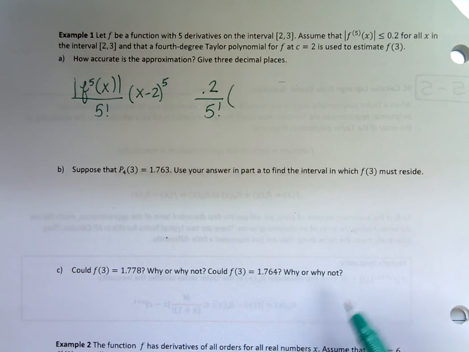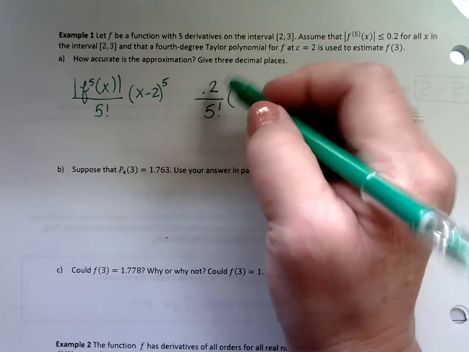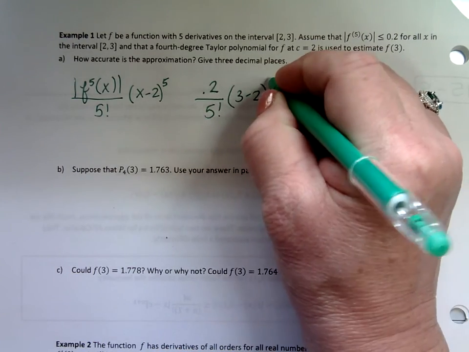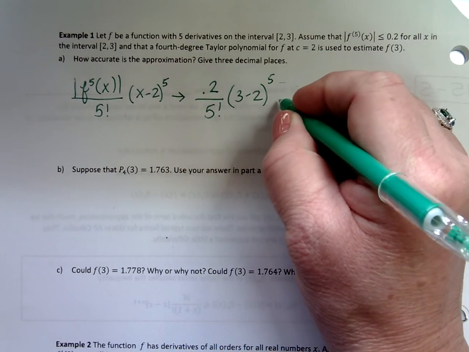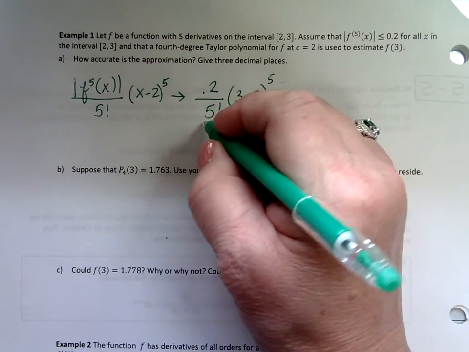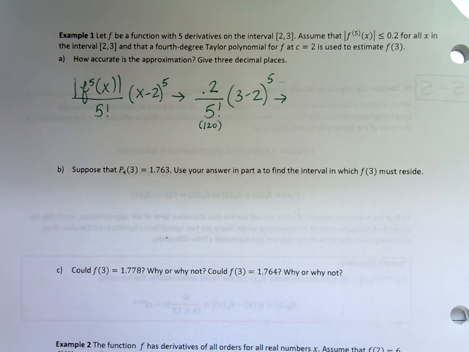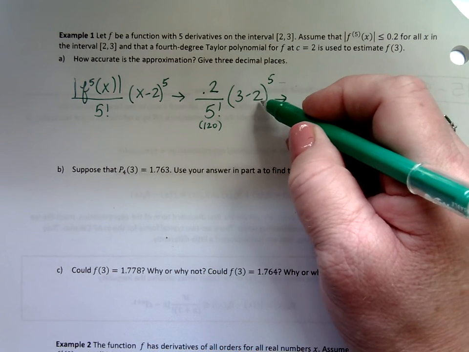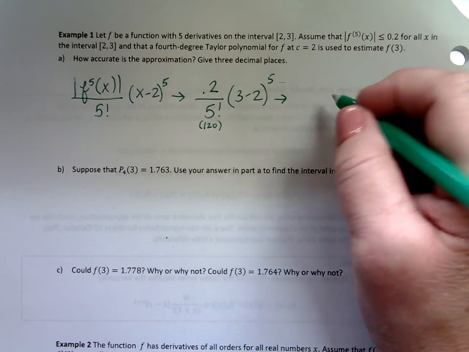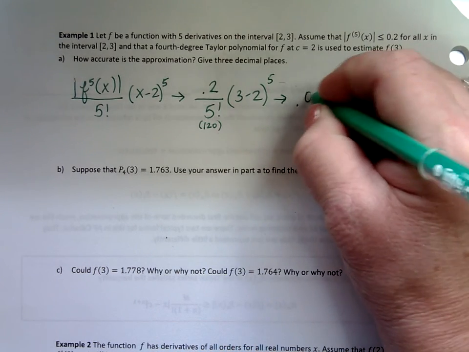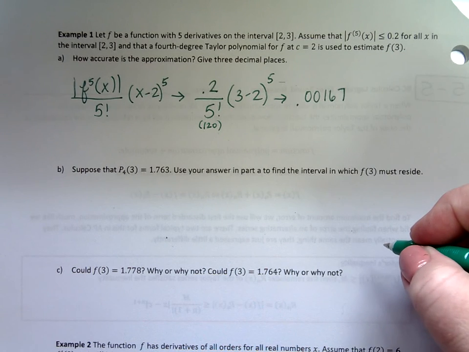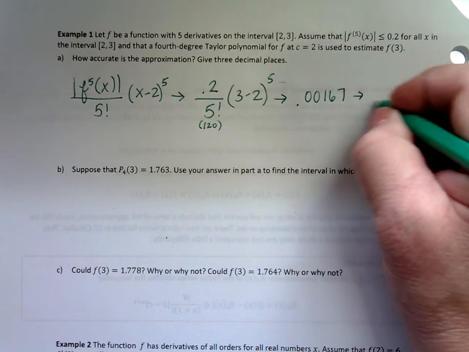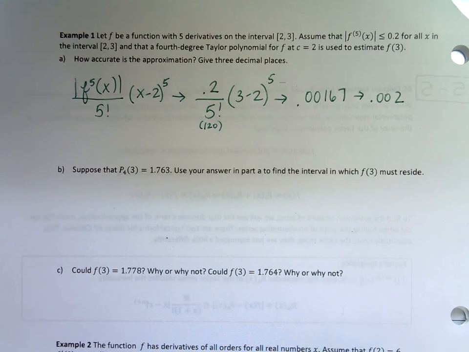And I want to estimate what it is at 3, so my x is 3. So I've got 3 minus 2 to the 5th power. I'm going to put an arrow on here, and so that's what I'm actually calculating out. This 5 factorial is really 120. If I take 0.2 divided by 120, 3 minus 2 is 1, 1 to the 5th, I end up getting, and you can put this in the calculator and check it out, 0.00167, which we're going to round to 0.002.